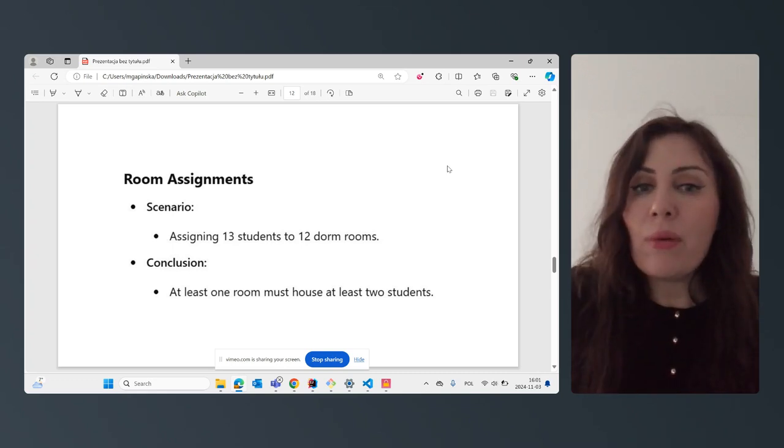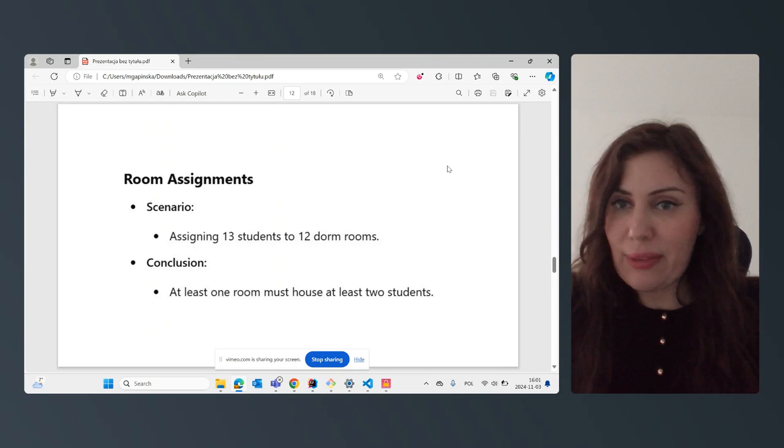And room assignment scenario: assigning 13 students to 12 dorm rooms. Conclusion: at least one room must house at least 2 students.